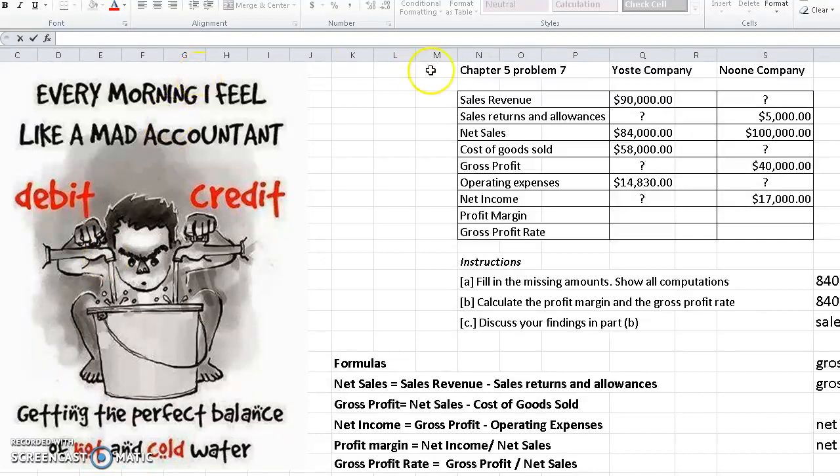Today we're going to be working on Chapter 5, Problem number 7. And we're going to be dealing with two companies, the Yost Company and the Noon Company. Now for the Yost Company, it will be the first one we're going to work on. We need to find sales returns and allowances, gross profit, net income, profit margin, and gross profit rate. Let's go ahead and get started on that.